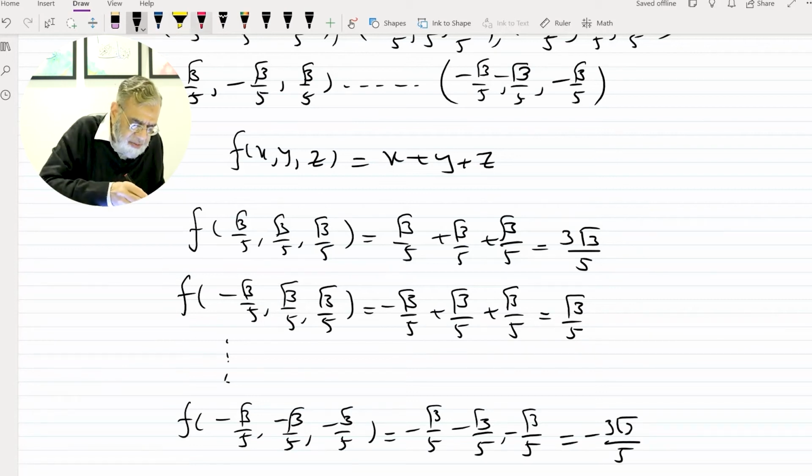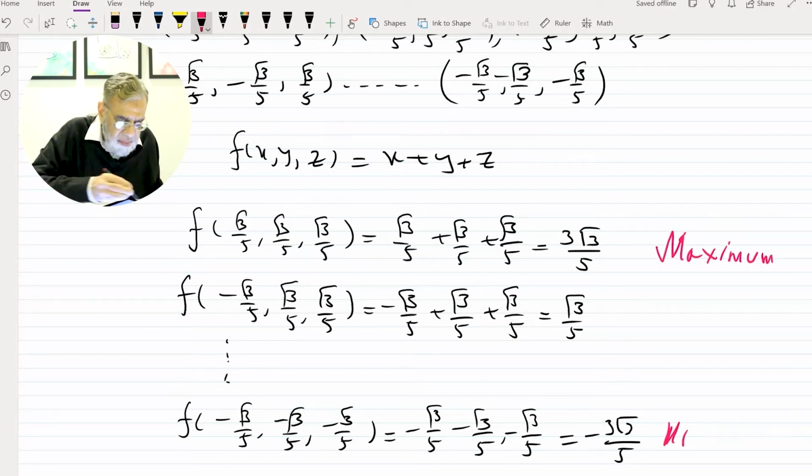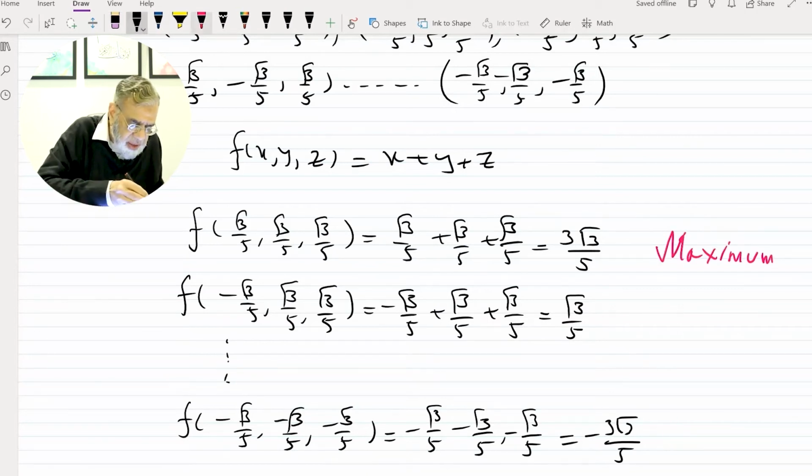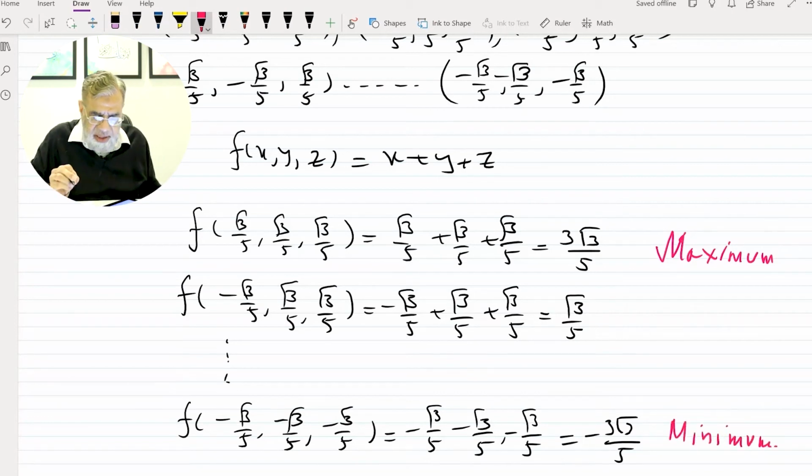Now when I check all this, this is the maximum value, the largest value, and this here is the smallest value, the minimum. We know the other values will not be like that, because when all three are negative, that's the minimum, and when all three are positive, that's the maximum.